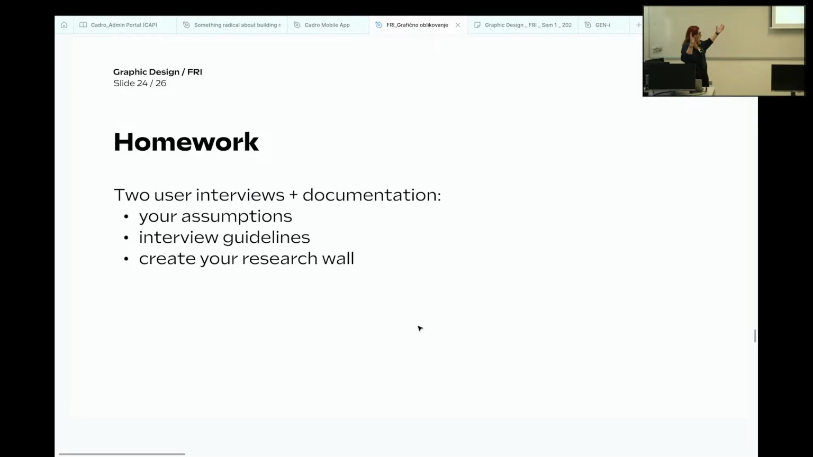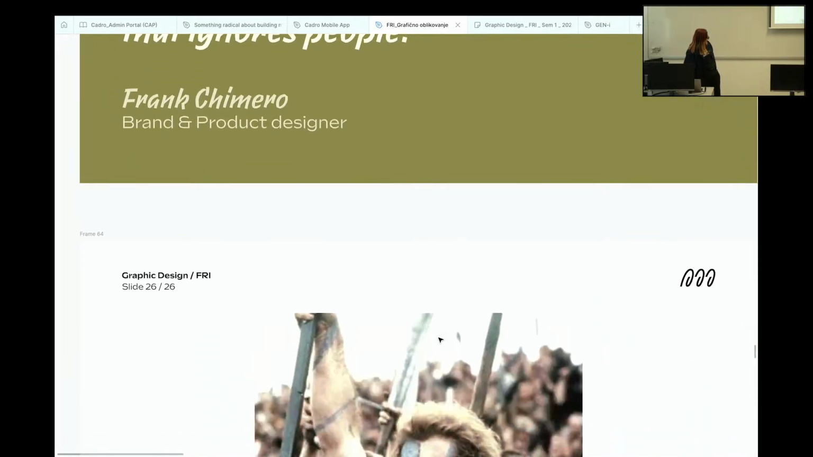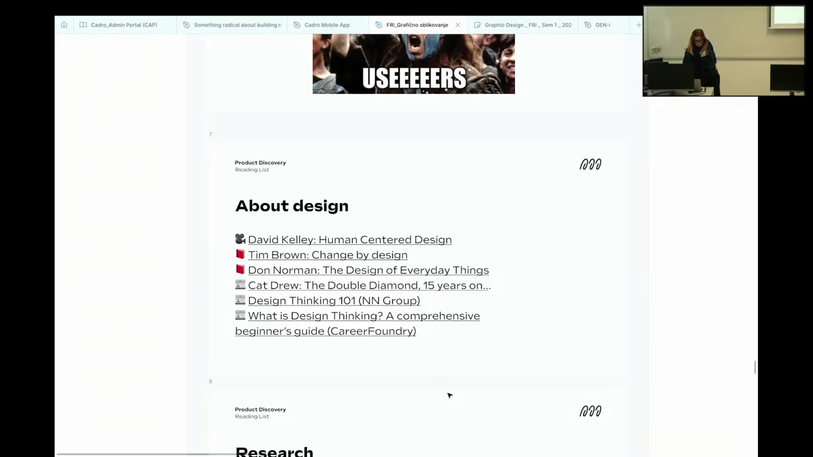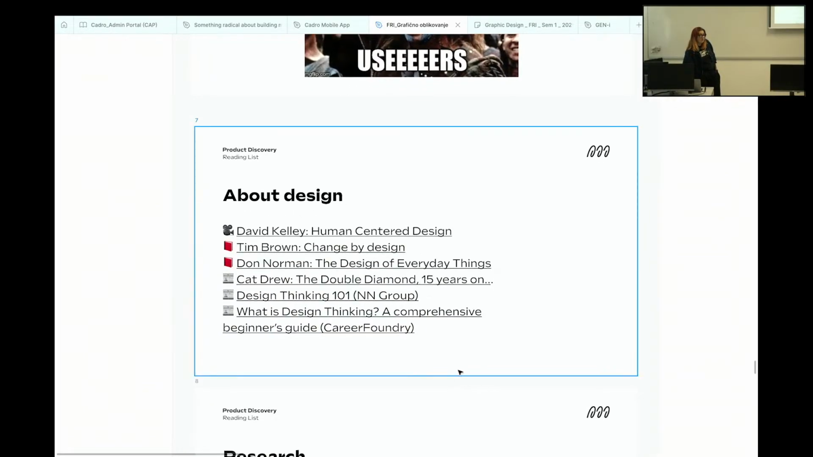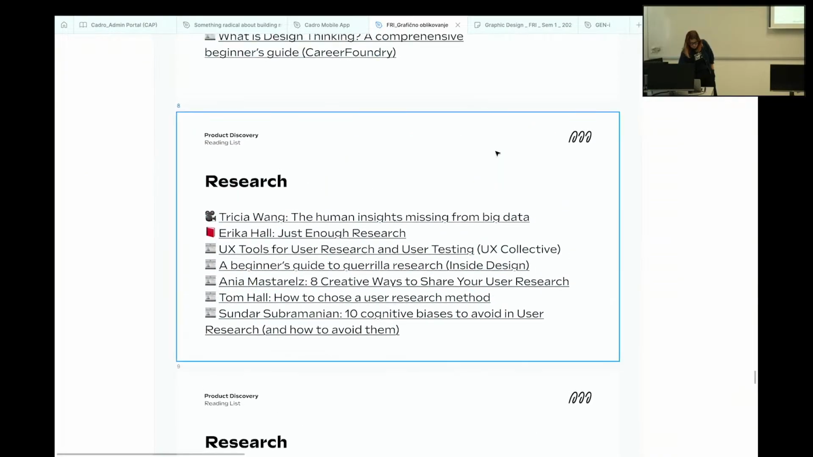Creating your research wall, so your FigJam space, you can also do competition, you can do market research, you can look at other apps, so explore. People ignore design that ignores people, very simple, and Braveheart said it best. And in these slides, which will be uploaded to the Spletna Učilnica, you also have in the end a lot of resources on different aspects of research and design.